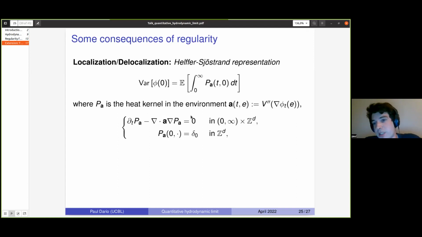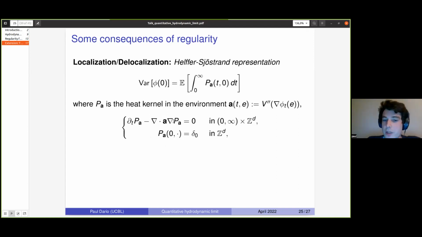And what will you put instead of the function A? You will put the function v prime prime of gradient phi of t, where phi of t was the dynamics that I mentioned before. What I mean is that if you consider your dynamics, and you understand very well how it behaves, you have to look at v prime prime of these dynamics. Then you look at these elliptic equations and solve them. This gives you the heat kernel PA.